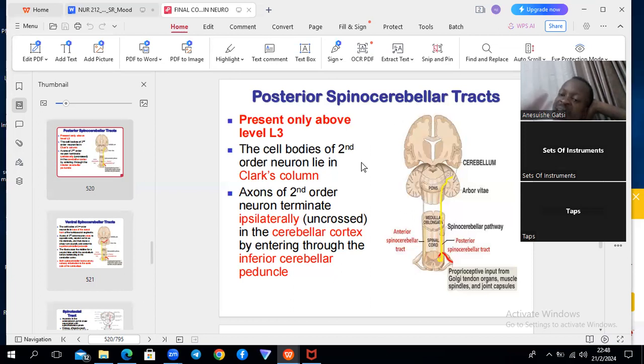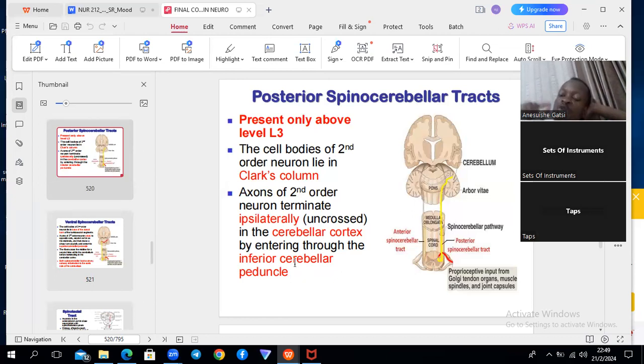From the brainstem, there are three pathways going into the cerebellum. The lowest part of the brainstem, the medulla, connects to the cerebellum via the inferior cerebellar peduncle. The middle part, the pons, communicates with the cerebellum via the middle cerebellar peduncle. The most rostral part, the midbrain, communicates with the cerebellum via the superior cerebellar peduncle. So this posterior spinocerebellar tract will communicate with the cerebellum via the inferior cerebellar peduncle.